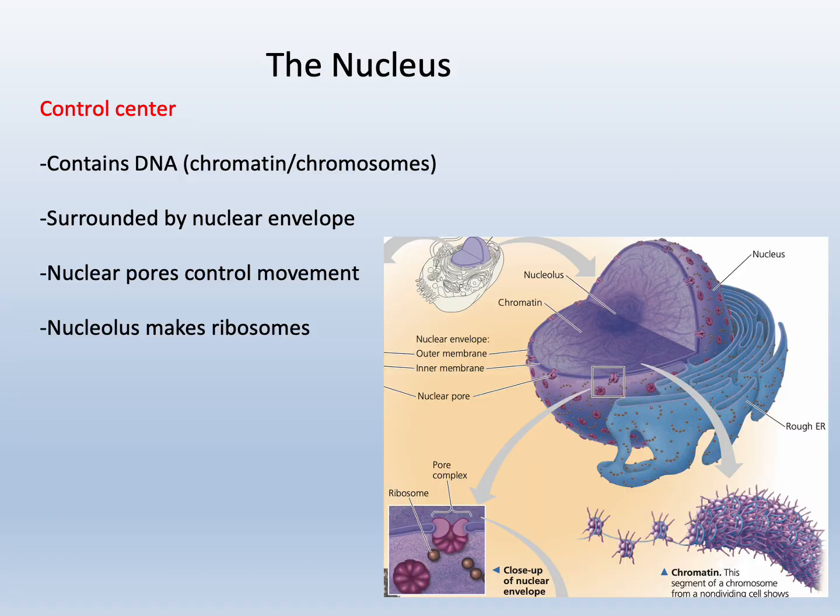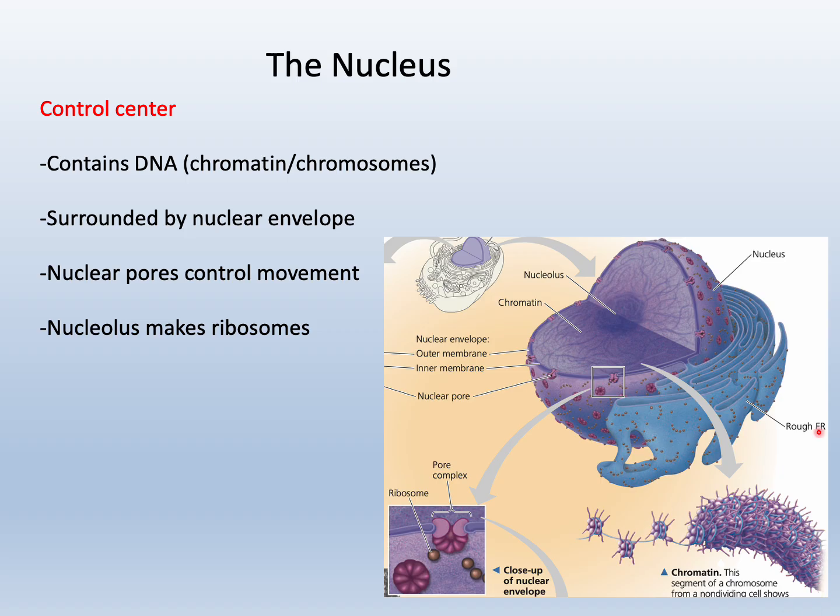Next, we have the most important organelle of all, the nucleus. This is a control center. As we said before, we're going to be focusing on the job of each organelle, and the job of the nucleus is a control center. It controls everything that goes on in the cell. It contains DNA, which is chromatin or chromosomes.